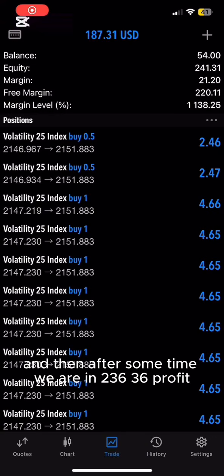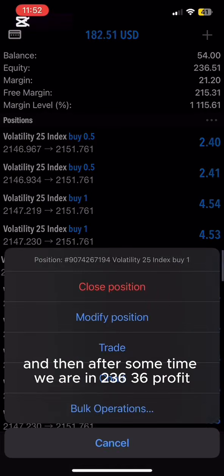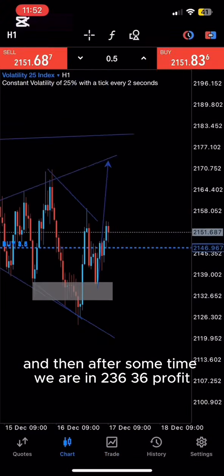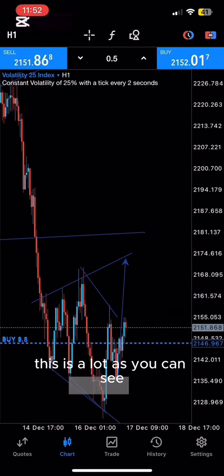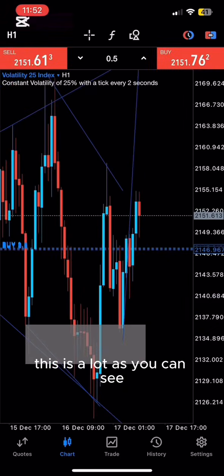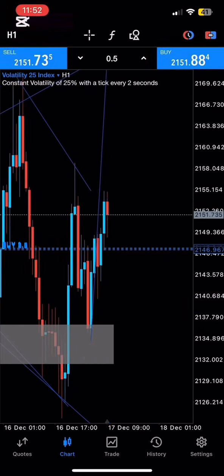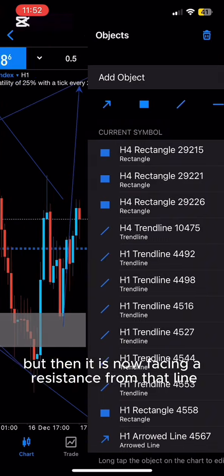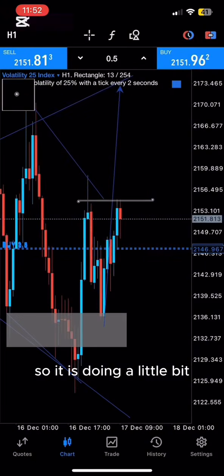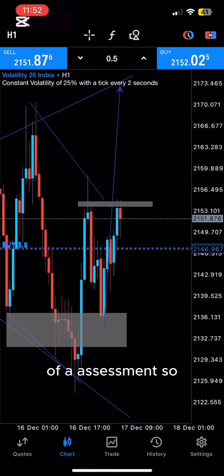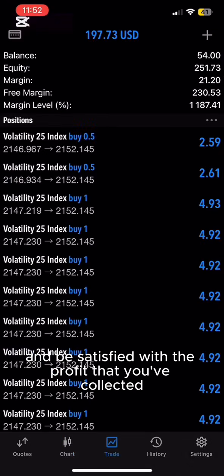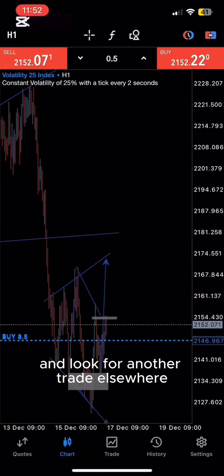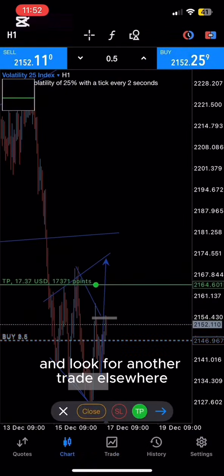And then after some time we are at 236 profit. This is a lot. As you can see, the market went up, but then it is now facing a resistance from that line, so it is doing a little bit of a retracement. So you can just close the market and be satisfied with the profit that you have collected. So I'm going to close and look for another trade elsewhere.